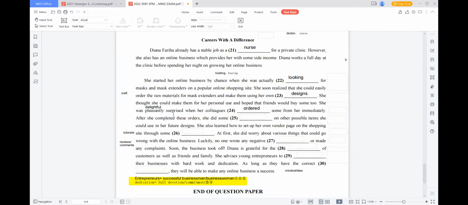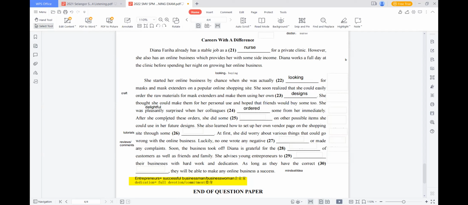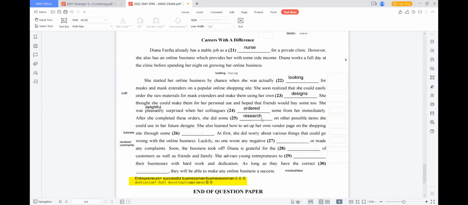Okay, make sure you know the plural and singular. You have to observe the words in front. Some. Okay, completed these orders. She did some what? Okay, review the answer. She did some what? Okay, some research. Okay, why research you cannot put es? Because research is uncountable noun. 为什么 research 没有 es 的？因为 research 是不可数。Even though you have some here, you still cannot put es. Okay, this is very tricky.